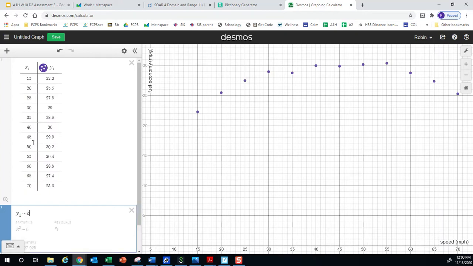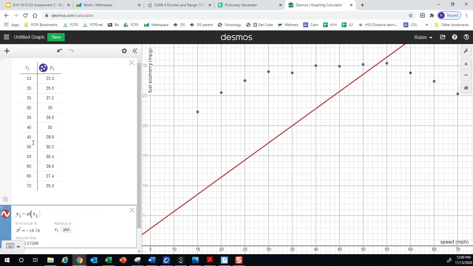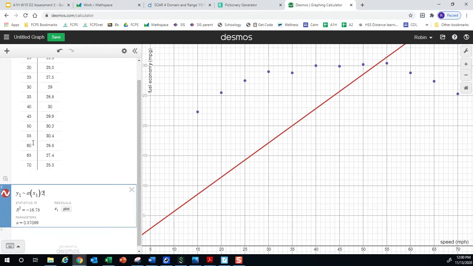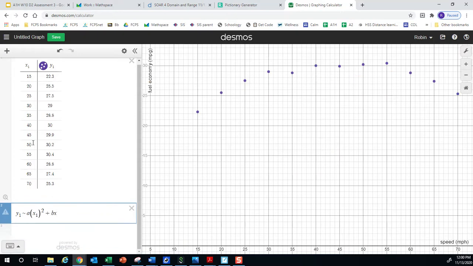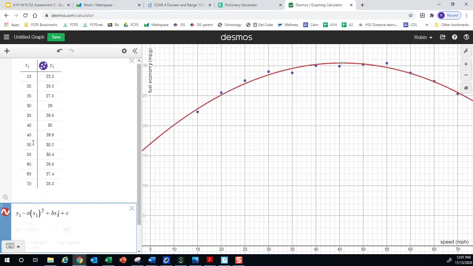And then I do a x1. Again, I'm not using x. I have to use x1 squared, plus bx1 plus c. Oops, I messed up. bx1, right? So instead of using x and y, I have to use x1 and y1 because that's how this chart up here is labeled. I can't use x and y, just x1 and y1. Okay, so look at that.